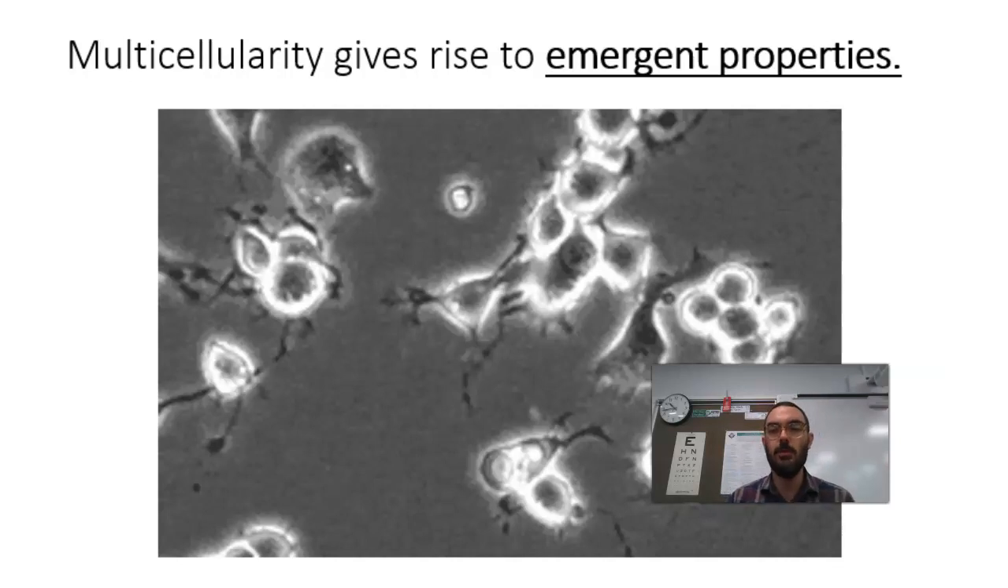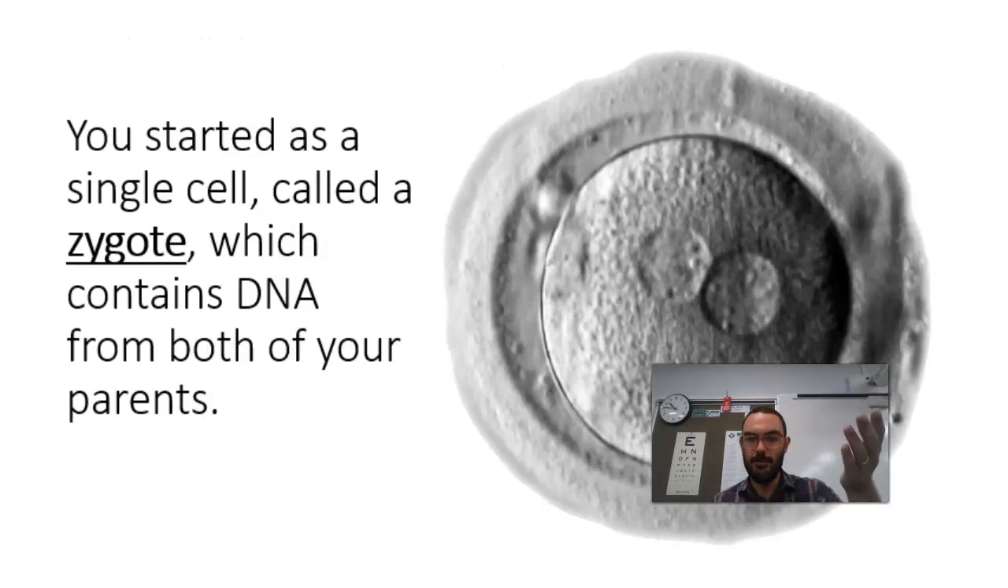And so moving forward, we're going to talk about how cells can work together to turn into special tissue types and carry out their new emergent properties. And this all has to do with the very first few cells that you're born with, which are called your stem cells.